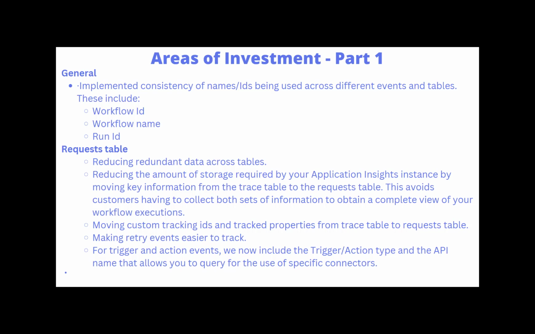What we've done is we've essentially standardized on using the requests table for all triggers and all actions. As part of that, we will include the tracked properties and the client tracking ID in those tables itself. So once again, I've got a demo. We'll talk a little bit more about that later. Now, ultimately, by making some of these enhancements, you should be able to reduce the overall storage required by your App Insights. I'll talk a little bit later about filtering at source, which will also help you to manage your storage as well.